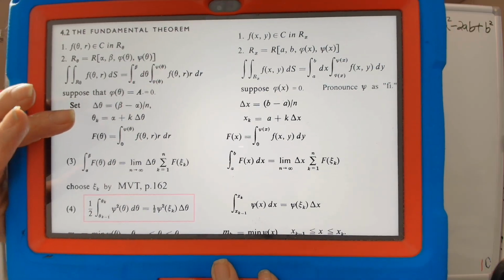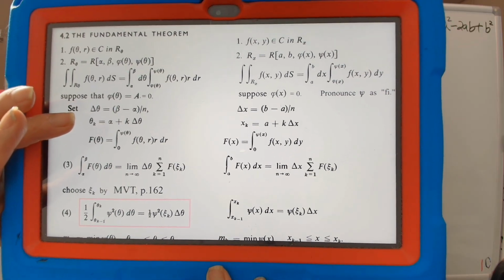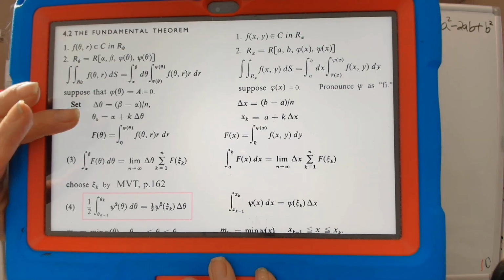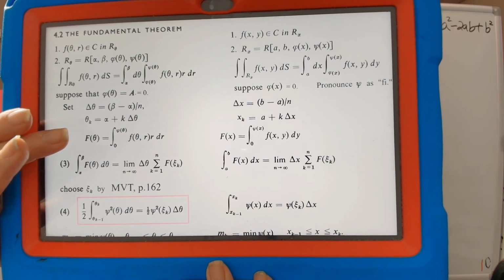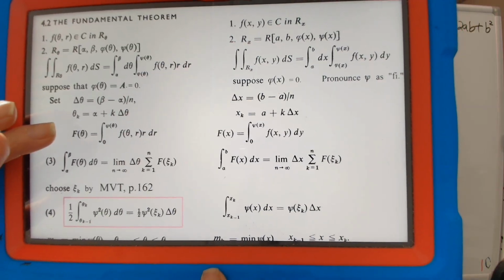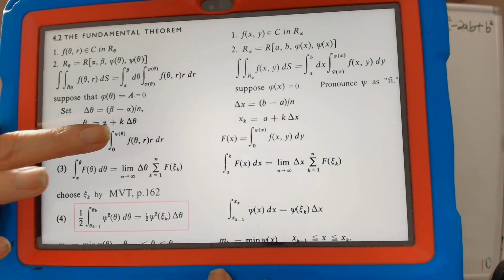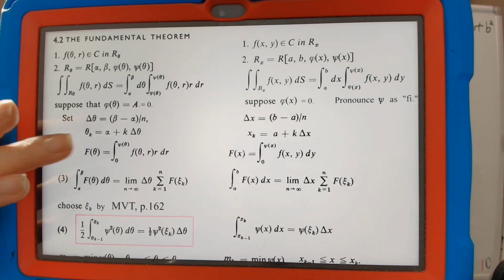As a result, theta k is alpha plus k delta theta, okay? Just like the other side. Next, we're going to define big F of theta, which, from this point on, we'll pronounce that symbol up there as phi. For obvious reasons.